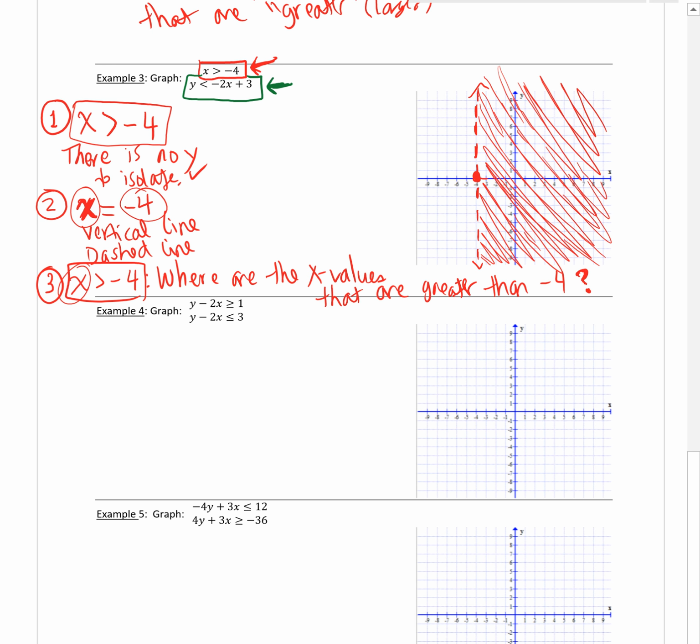Now, the next one we've got is y less than -2x plus 3. We're going to graph this just like we did before, but right on top of the one I just did, the dashed vertical line. Okay, I don't know why I put a 2. We have to start at step 1. Remember, step 1 is to isolate y, and we already have y isolated here. That's nice. So actually, I can skip step 1. Step 2 is now to change that inequality symbol. I have a less than, change it to an equal sign.